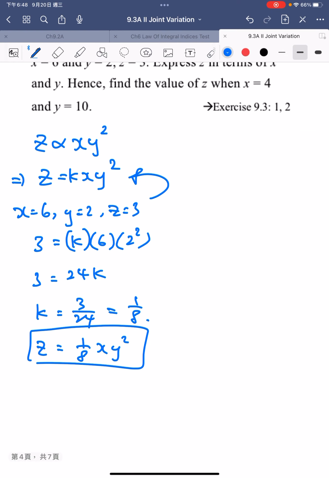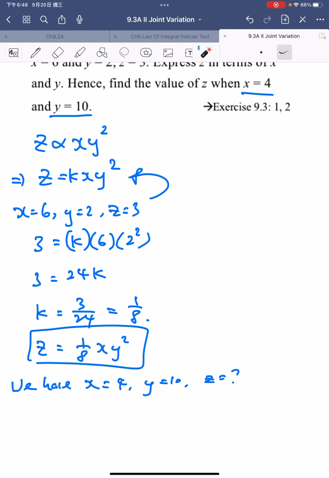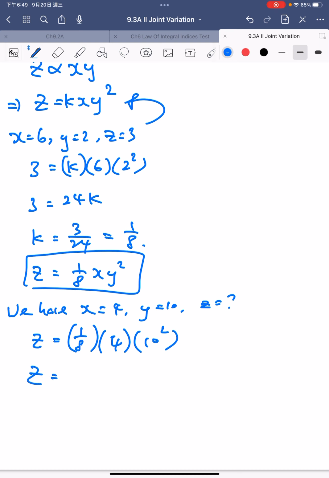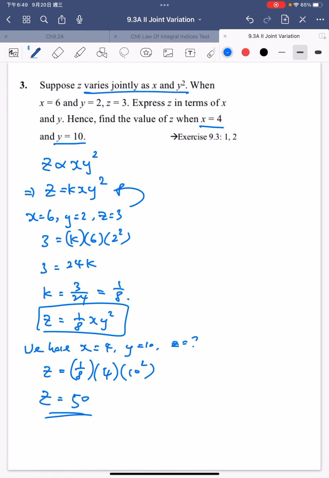So now the question is asking, when x is equal to 4 and y is equal to 10, what's the value of z? So we just substitute the x here and the y here. Then we get z is equal to 1 over 8 times 4 times 10 squared. So 10 squared gives you 100, 100 times 4 gives you 400, divided by 8 gives you 50. So the answer would be 50 for question 3.